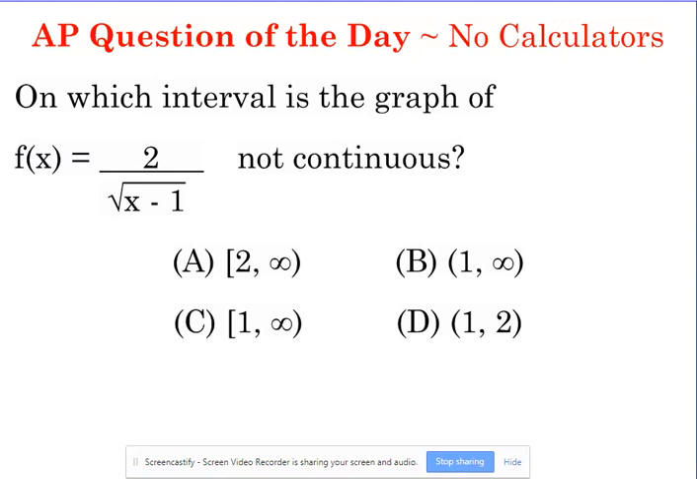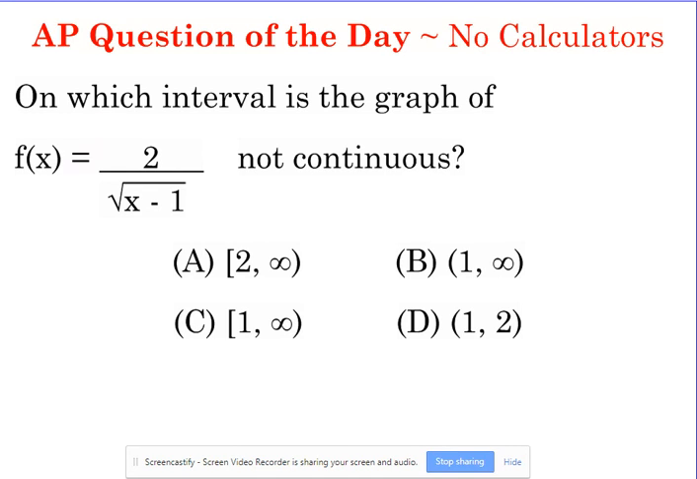Okay, let's look at an AP question of the day dealing with continuity. This question says, on which interval is the graph of f of x equals 2 over the square root of x minus 1 not continuous? So no calculators. You can't reference your calculator.